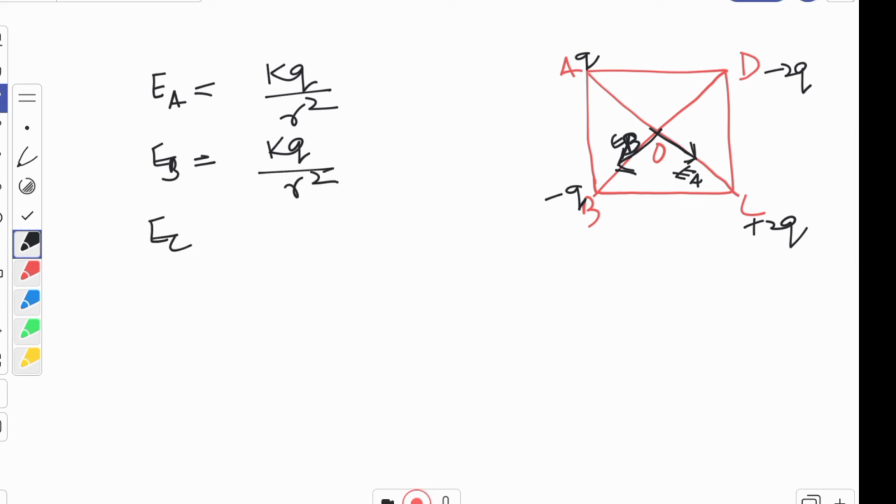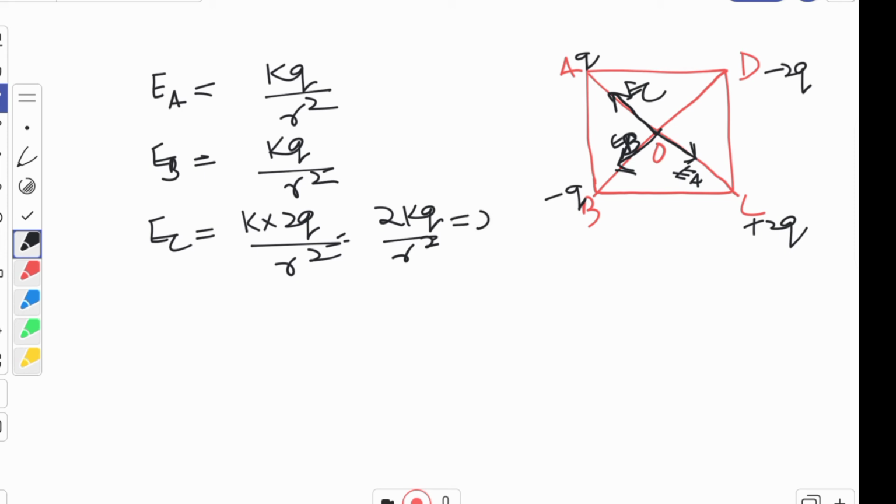Now EC. EC is plus positive charge, means field is where? Away from the charge. So away means it will be like this. So it is your EC. So EC will be how much? K, charge is 2Q, by R square. So you can see it is 2KQ by R square. If you write EA as E, then this is 2E.